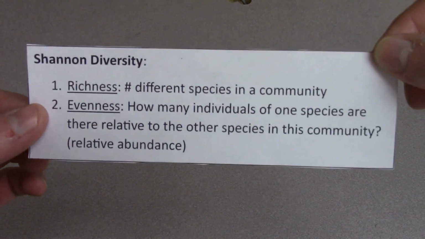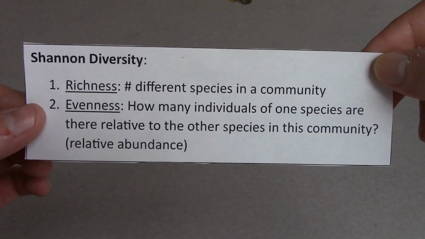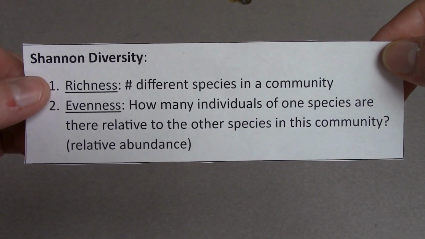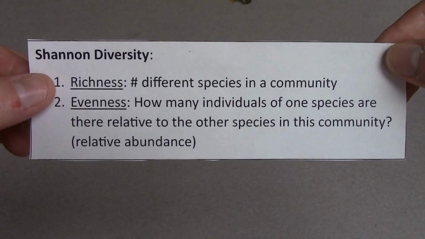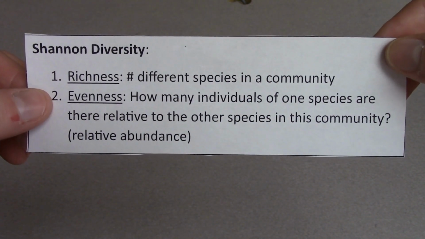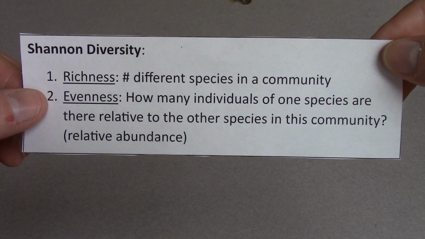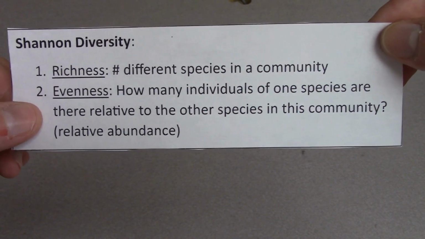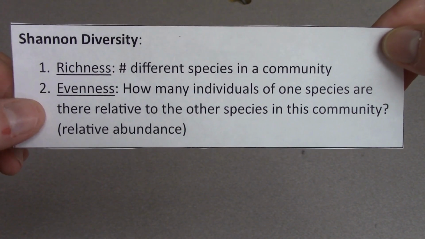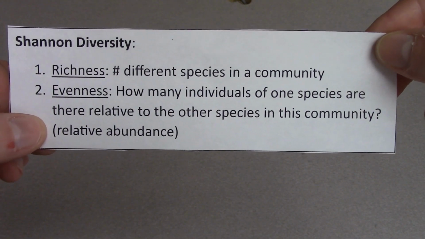First, let's talk about what Shannon Diversity is. Here's my cheat sheet for Shannon Diversity. When we're thinking about Shannon Diversity, we're thinking about richness, which is the number of different species in a community, and evenness, which is when we ask how many individuals of one species are there relative to the other species in this community. This is also called relative abundance. Let's set this down here for now, and we'll refer back to this later.